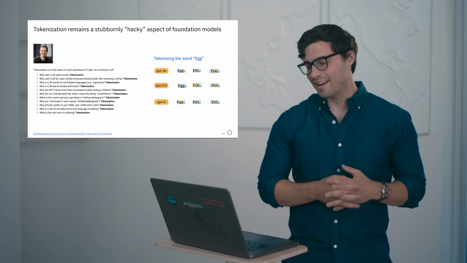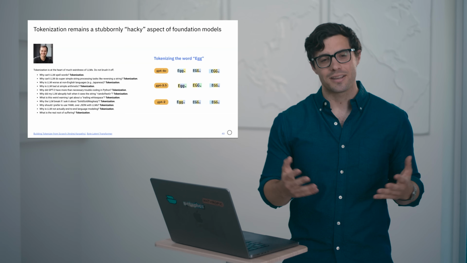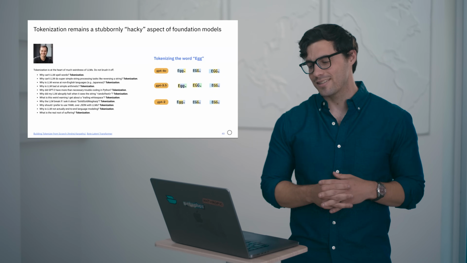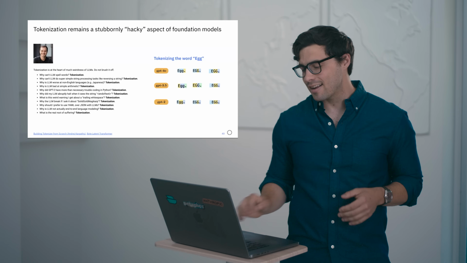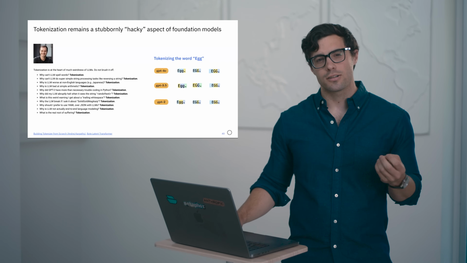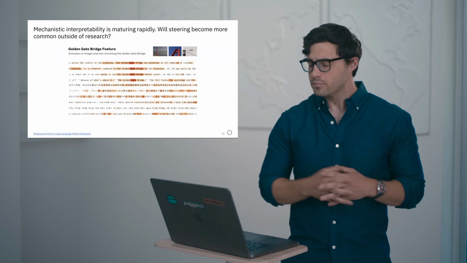And so I have a funny blog post from Andrej Karpathy, who's another famous scientist in the space, on the left, who's basically like, tokenization is the heart of all weirdness in LLMs. Why can't they spell words? Tokenization. Why can't they do arithmetic? Tokenization. What is the real root of all suffering? Tokenization. So there's a lot of desire to try to figure out how we fix tokenization in models to help them improve on these kinds of language manipulation tasks. But I think it's still not well understood exactly how you might do that.